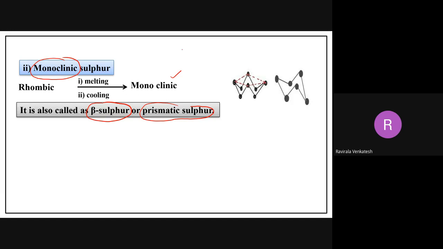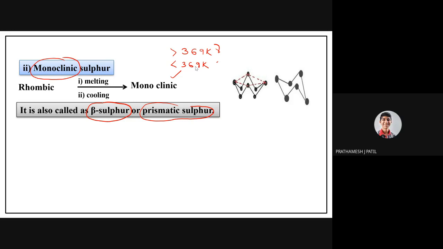You know what the temperature is? 369 Kelvin. Above this temperature, what will exist? Monoclinic, the gamma form. Less than 369 Kelvin temperature, what do we get here? This is in terms of Kelvin.